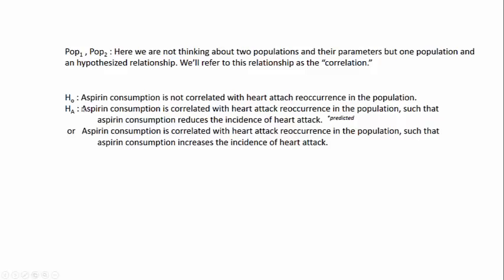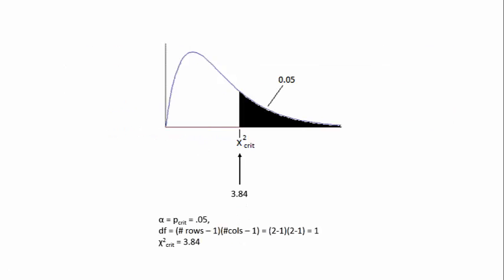And then in the alternative hypothesis, we have 2 different directions here. The aspirin consumption is correlated such that it reduces the incidence of the heart attack, and that's what we're expecting. Or it's the other way, the aspirin consumption actually increases the incidence of the heart attack. So following along on our worksheet, we set up our chi-square distribution here. It's a one-tailed distribution because you can never get a negative chi-square. It's going to be a one-tailed test, even though the hypotheses are directional.